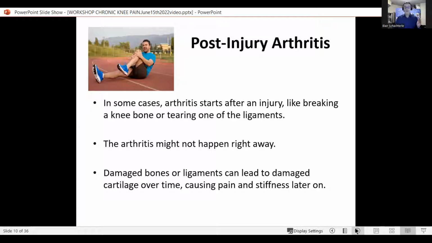So a lot of athletes that get injured in their 20s are getting knee replacements a lot earlier than the average person that maybe wasn't a professional athlete in their younger years. So that's basically what happens there. And again, that just accelerates the wear and tear in the knee.